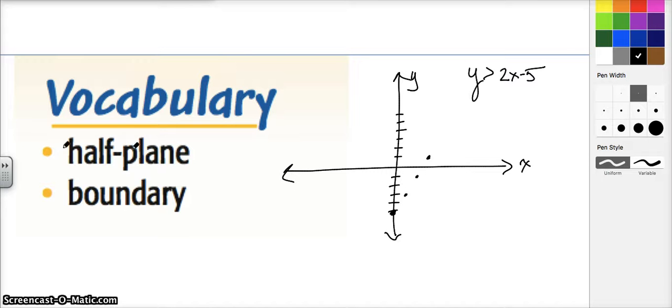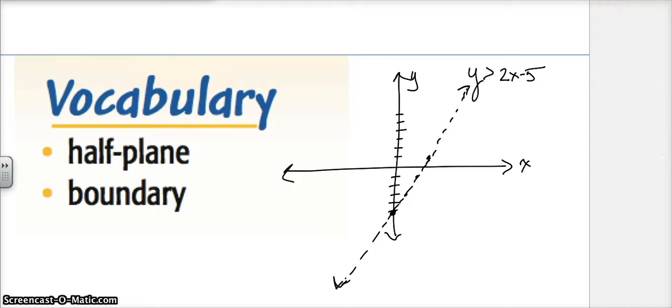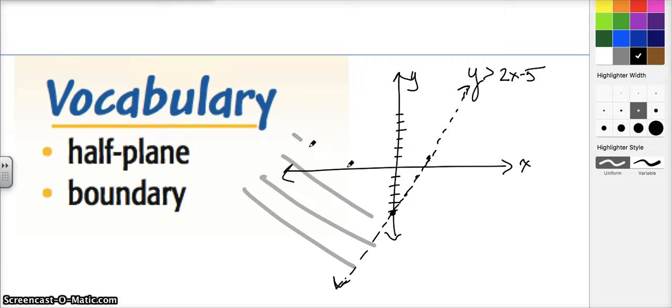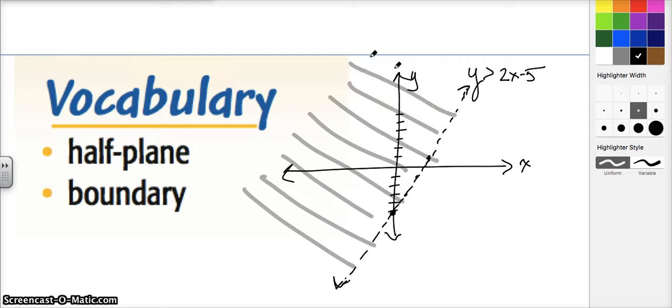Now, I'm getting to these words. This is the line. Now notice I'm drawing the line dotted because y doesn't actually equal this thing here. Y is greater than that. And then what I'm going to show you as we go through our lesson is that y is greater than, so I'm going to shade up, and I'll show you why. So the graph of this inequality would look like this.